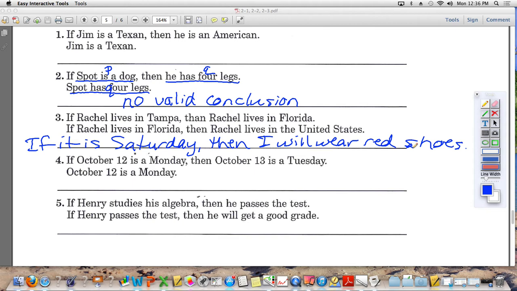All right, so if it's Saturday, I'll wear my red shoes. Today's Saturday, so I'm going to wear my red shoes. But just because I'm wearing my shoes does not mean that's implied backwards. It doesn't mean it's Saturday, because I might wear my red shoes. I really like my red shoes. In fact, I wear my red shoes multiple times a week, not just on Saturdays. Does that make sense, you guys? All right, so we cannot conclude anything. You can't conclude backwards. You can only conclude forward.